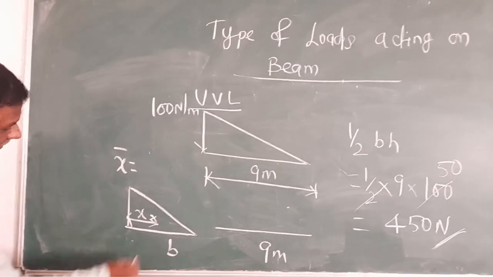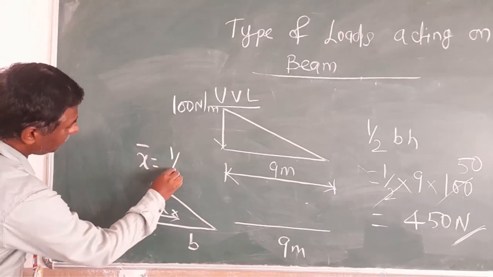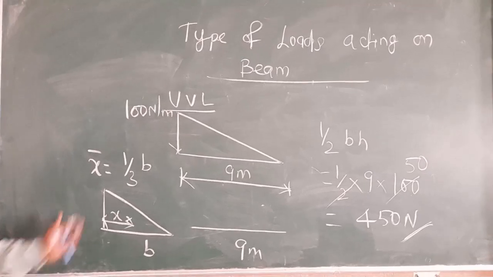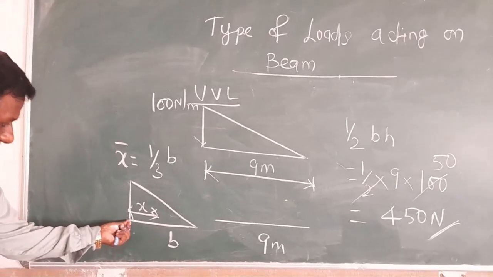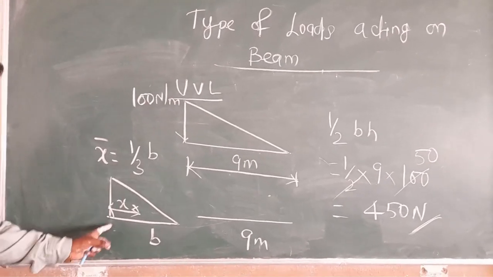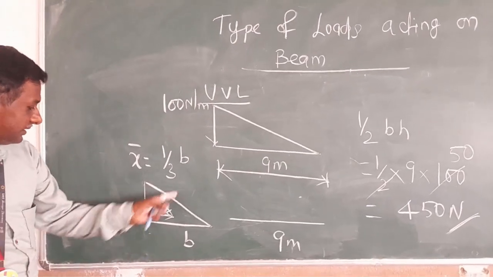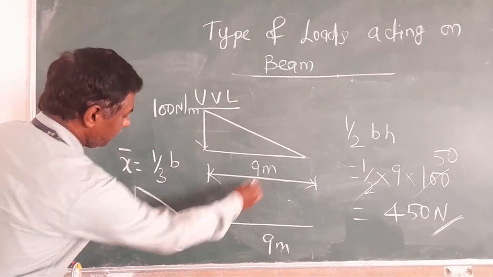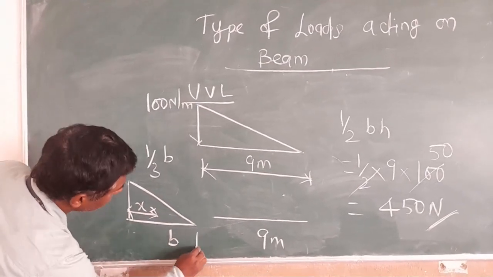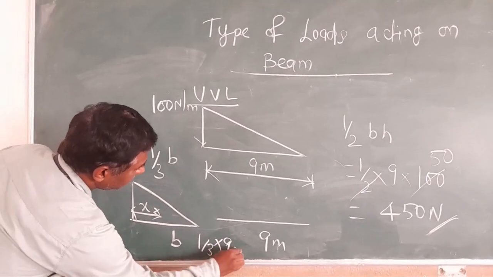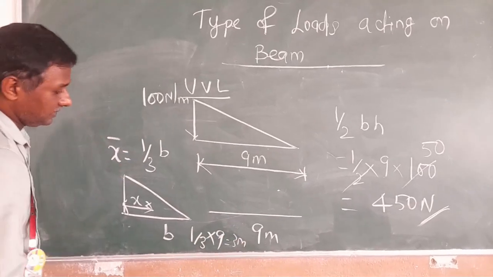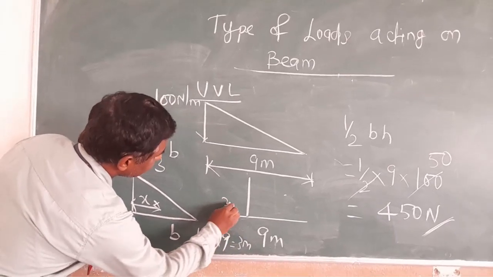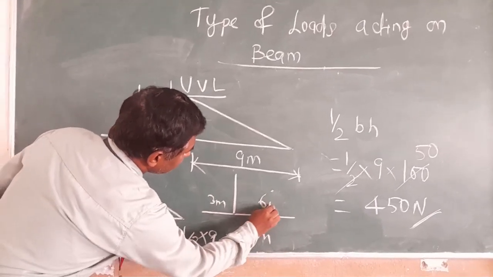How to find this x bar? It is equal to 1/3 of the base from the maximum height. So 1/3 of the base will be the centroid. For this problem, 1/3 of the base, so this will come as 1/3 into 9, so we get 3 meter. So the centroid is acting from here at 3 meter, and the remaining is 6 meter.